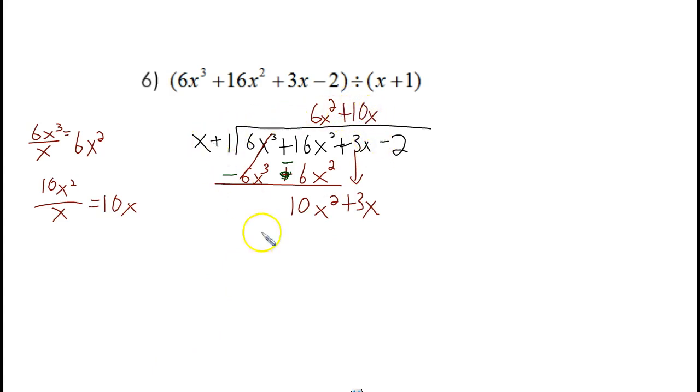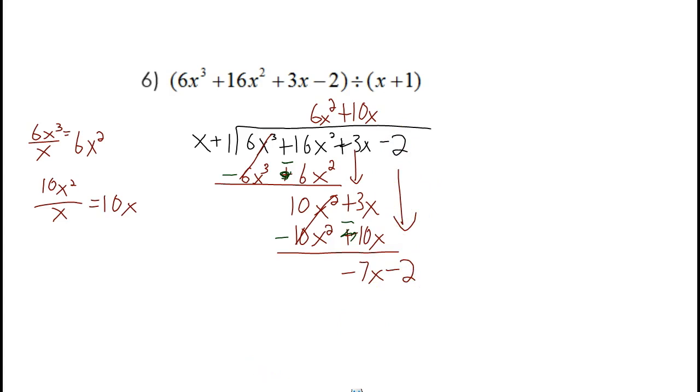I multiply 10x times x plus 1. It's like distributing it to get 10x squared plus 10x. That's 10x times x goes here. 10x times 1 goes here. When I subtract, I have to change both signs. 10x minus 10x cancels out, and they should always. 3 minus 10 is negative 7x. Bring down this last part here, minus 2.